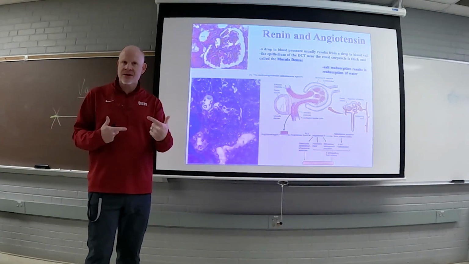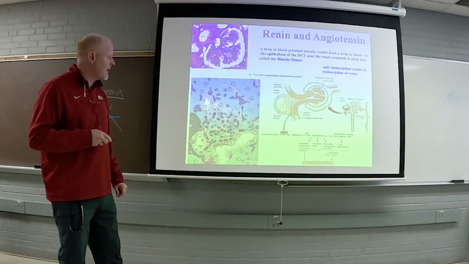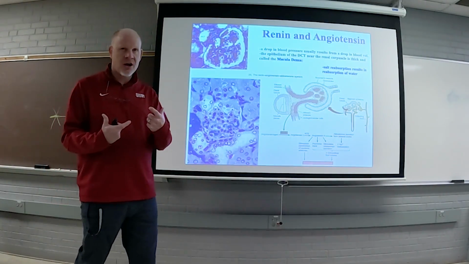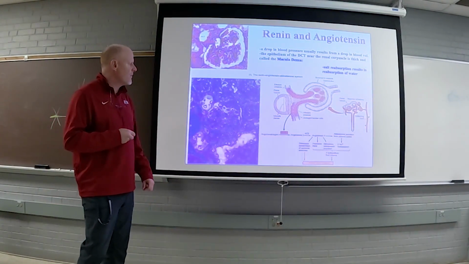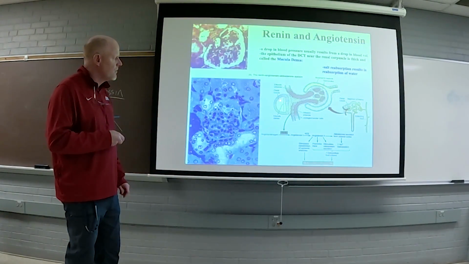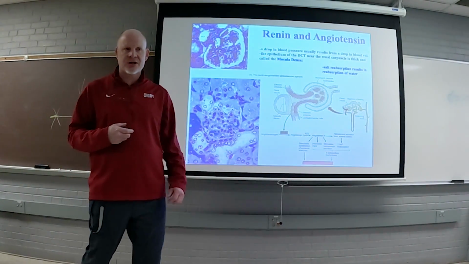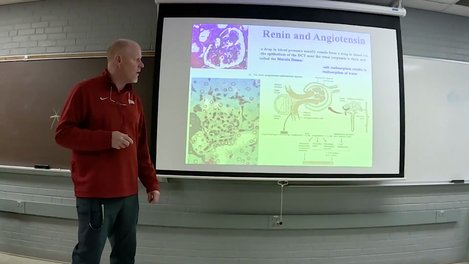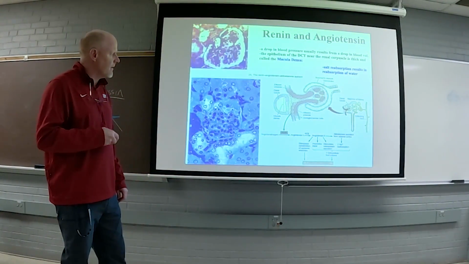Not a direct sense of blood pressure, but by sensing flow rate through sodium chloride concentration. And how cool is that? That's a really cool mechanism. So you got two ways here to cause the release of renin through the juxtaglomerular cells, either through less stretch of the blood vessel or less sodium chloride concentration than normal in the filtrate that's passing along the macula densa.